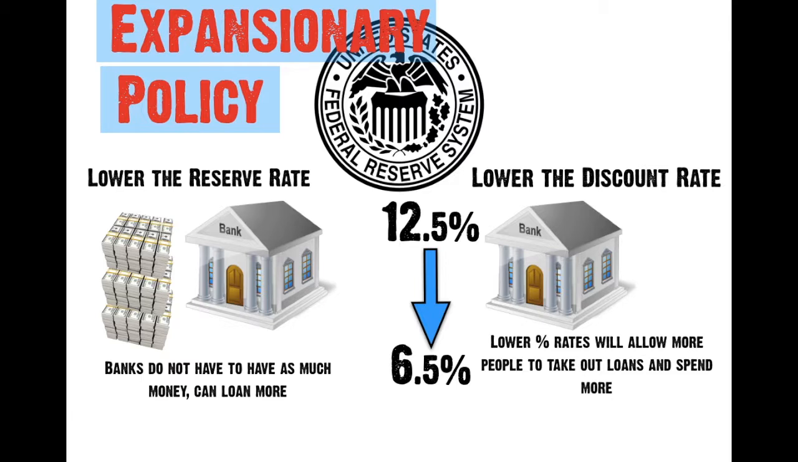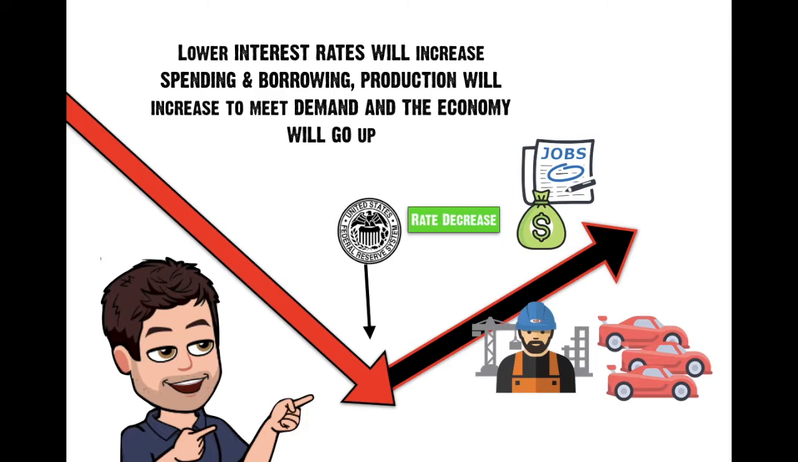So contractionary policy is taking money out of the economy. Expansionary policy is putting money into the economy to get it going again. So as our red line indicates our economy going down, the Federal Reserve will decrease the rates, and then the economy will start to drive back up. We'll begin to see more construction, automobile manufacturing, more jobs, and more wealth being created. This should reverse the trend and bring the economy back up.